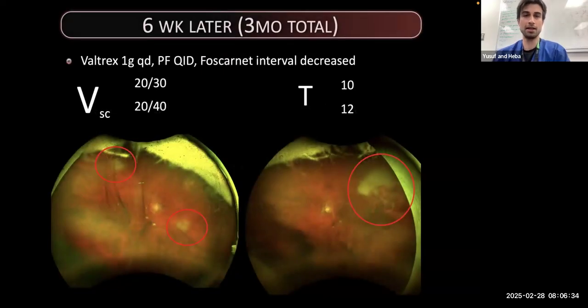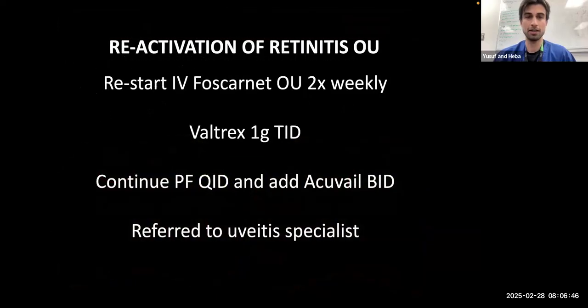6 weeks after this, the foscarnet interval had been decreased and stopped for the past week prior to this, but there were new areas of retinitis in both eyes. So the patient unfortunately had a reactivation of the retinitis, and they were restarted on the 2 times a week intravitreal foscarnet protocol. They were put back on the full dose for the Valtrex, 1 gram 3 times a day, and they were referred to a uveitis specialist.